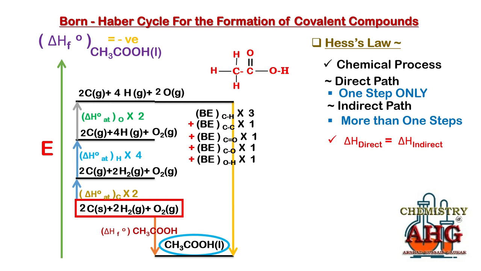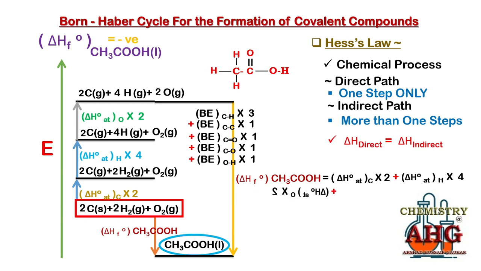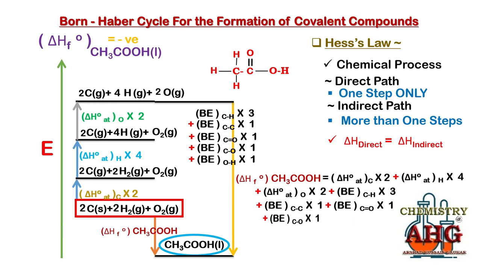So what can we write down? We can write down the enthalpy change of the direct path, that is the enthalpy change of formation of ethanoic acid. It is equal to the enthalpy change of the indirect path. Which enthalpy changes are involved in the indirect path? First one, atomization of carbon multiplied by 2 plus atomization of hydrogen multiplied by 4 plus atomization of oxygen multiplied by 2 plus bond enthalpy of C-H into 3 plus bond enthalpy of C-C into 1 plus bond enthalpy of C double bond O into 1 plus bond enthalpy of C single bond O into 1 and bond enthalpy of O-H into 1.